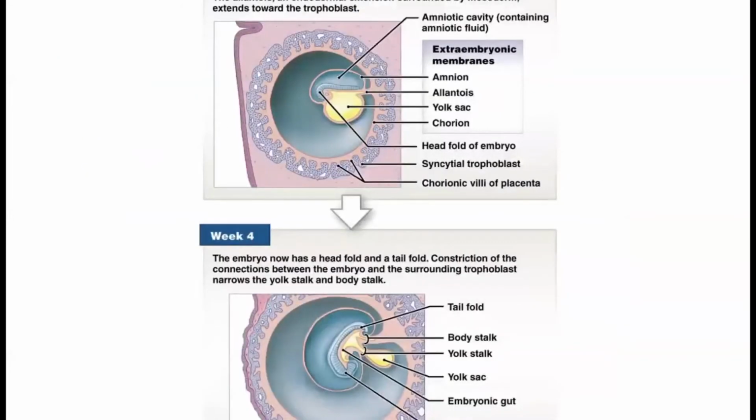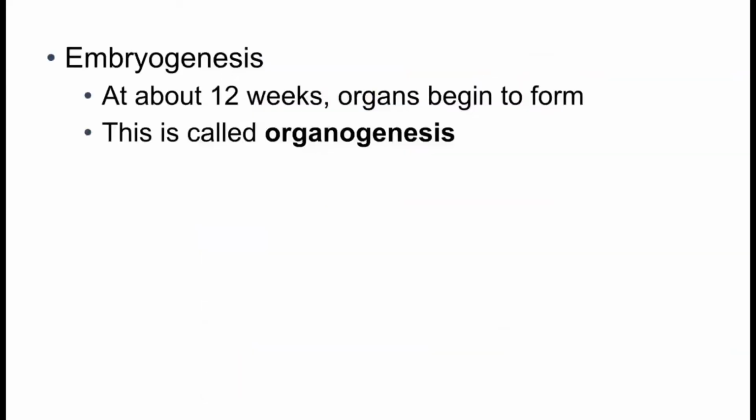You see the different outlines of it. Remember, there are 4 extraembryonic membranes we talked about: the amnion, the allantois, the yolk sac, and the chorion as they develop. That's week 3. As week 4 progresses, you see how the yolk sac starts to extend, and how the chorion starts to extend into the uterus to make bindings into that tissue. You get the embryonic head fold, and the embryonic gut starts to form at week 4.